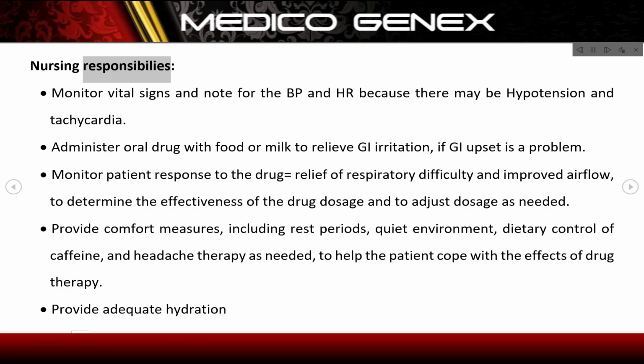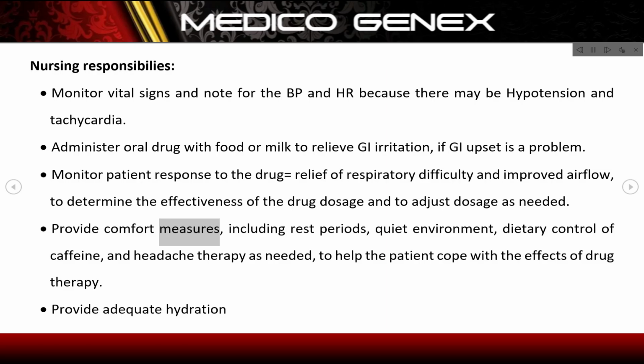Nursing responsibilities. Monitor vital signs and note the BP and HR because there may be hypotension and tachycardia. Administer oral drug with food or milk to relieve GI irritation, if GI upset is a problem. Monitor patient response to the drug, relief of respiratory difficulty and improved airflow, to determine the effectiveness of the drug dosage and to adjust dosage as needed.